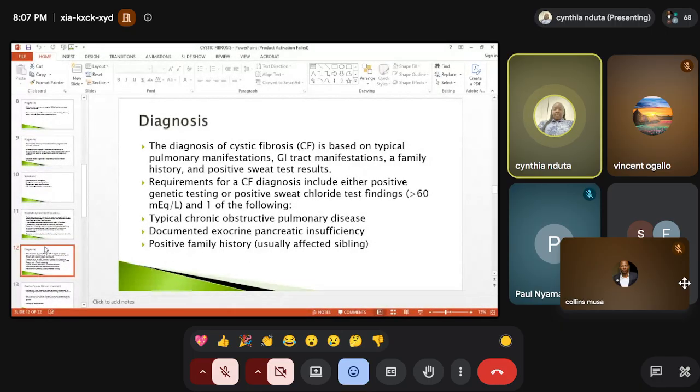So, remember, we said our main problem is the CFTR gene, and the CFTR gene codes for the chloride channel. So, when we have a defective CFTR gene, our problem will be at the chloride channel. Therefore, when we are testing for cystic fibrosis, you need to have at least the clinical backing. But what will help you to determine is actually a positive sweat test result, and what they look for is the chloride ions.